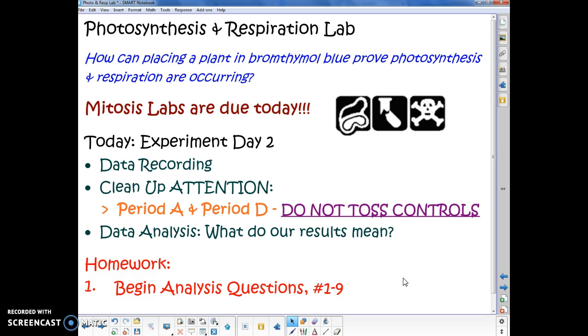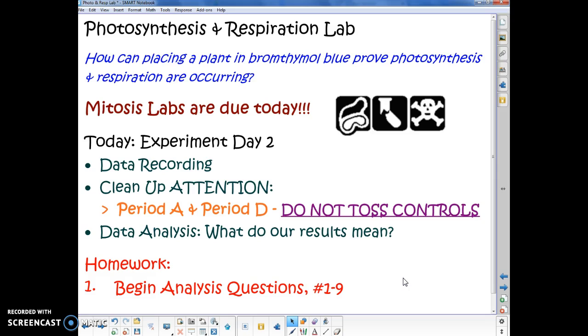Before we go into that, the first thing you need to know is that your mitosis labs are due today. We talked about this on Monday. So what I'm going to ask is that we pause the video for a moment while you're getting your labs together. Make sure your name is on the front, it's fully stapled, and then when your name is called, please put it in the appropriate inbox like we typically do whenever assignments are handed in.